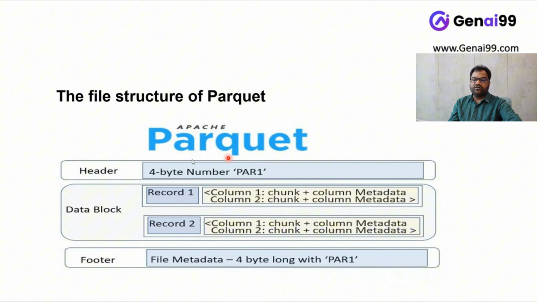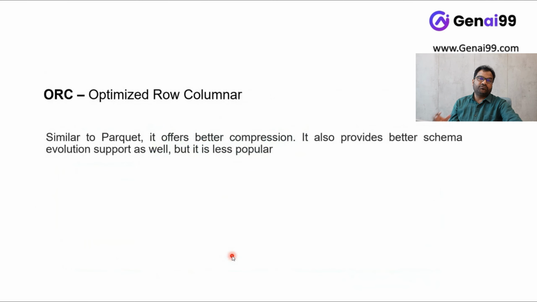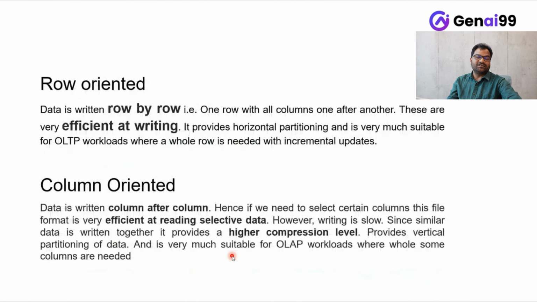And here we have a header, a data block, record 1, record 2, multiple records, and this is the footer data, right? Then we have another file called ORC file, optimized row columnar. This is also a very powerful file. It is similar to Parquet file, data stored in binary format. It also has better compression techniques and stores huge amount of data in less memory.